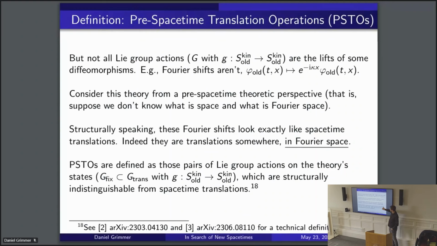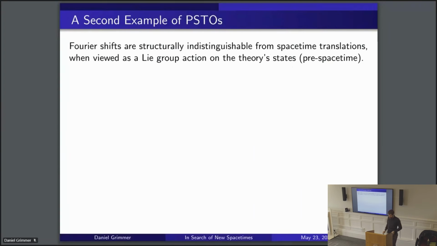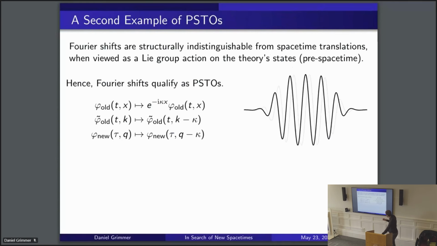They're any pair of Lie group actions on the theory states which are in a sense structurally indistinguishable from spacetime translations. They are the spacetime translations of some topological representation of the theory. That's not how I define it, but that is effectively a definition. And I prove that that property holds. Okay, so these Fourier shifts are structurally indistinguishable from spacetime translations.